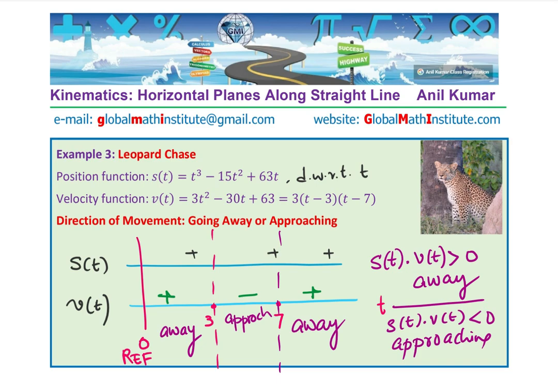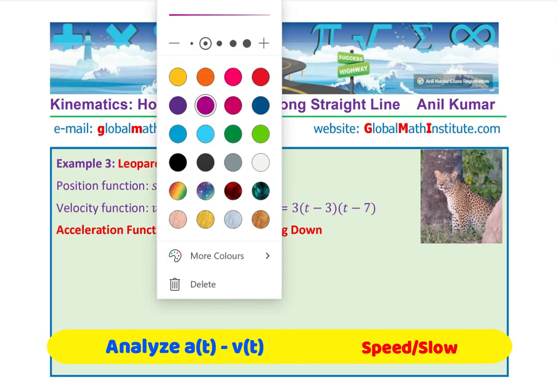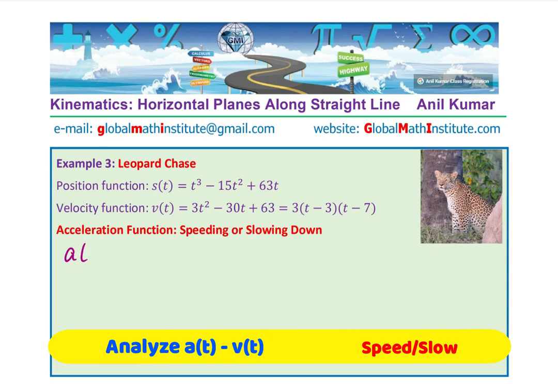Now let's move forward and see the next parameter, which is acceleration. As you know, acceleration is the derivative of velocity. So let's differentiate the velocity function and find the acceleration. Acceleration with respect to time is the derivative of velocity. Velocity is 3t squared minus 30t plus 63. We get 6t minus 30, right? You can here factor 6 and you get t minus 5. Perfect. So we see acceleration is 0 at 5, correct?